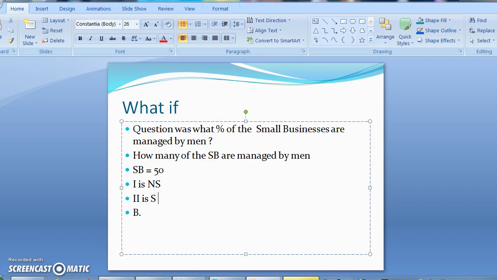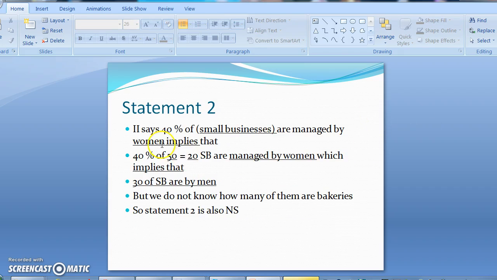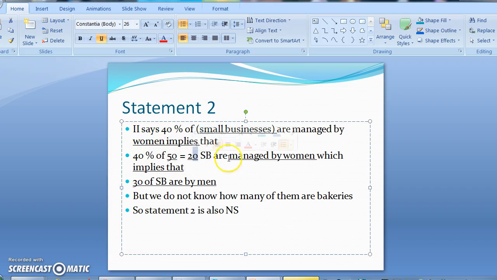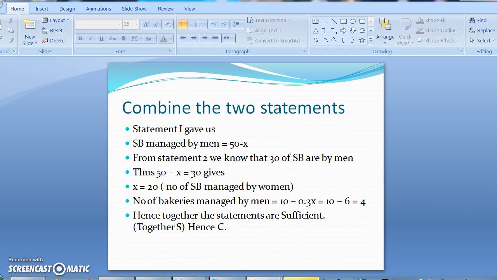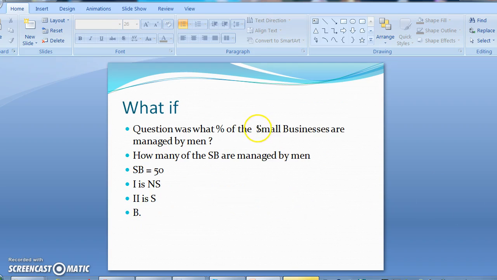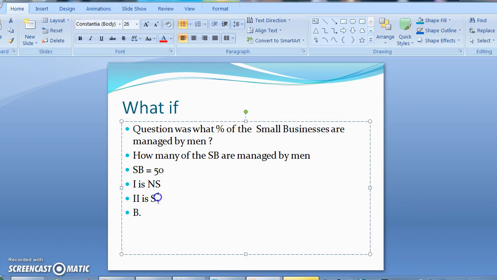But now let's see statement 2. Here's statement 2. 40% of the small businesses are managed by women, we said, implies that 40% of the 50, which is 20, are managed by women. So automatically we had said that the remaining 30 out of the small businesses are by men, and that answers our question, because 30 out of 50 gives me a percentage of the small businesses which are being managed by men. Hence statement 2 is sufficient to answer this question. 1 is not sufficient, 2 is sufficient, and hence the answer to the question is B.